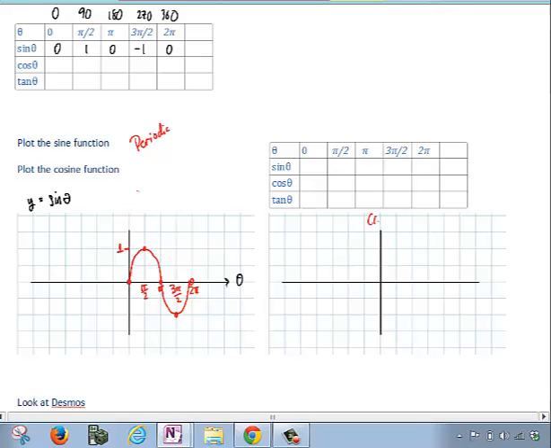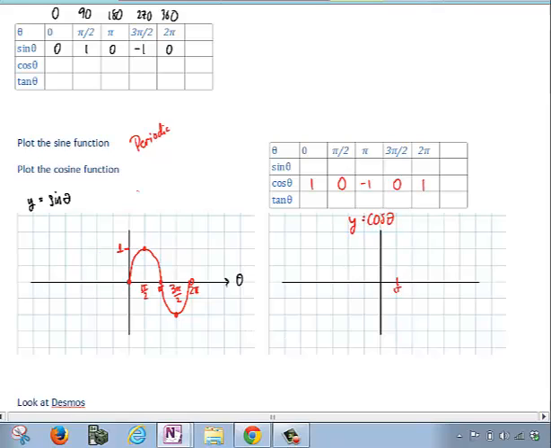Now we come over and we're going to graph the cosine function, so we're going to fill out our table. Remember at 0, we were at 1 for cosine. Then we went to 0. We were at -1 for pi radians, or 180 degrees. Then we were back at 0, and then we returned back to 1.